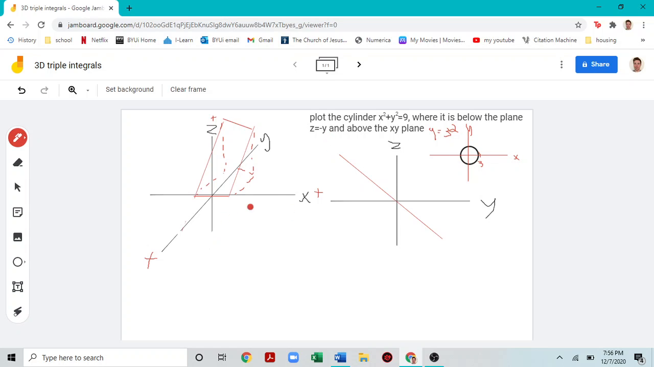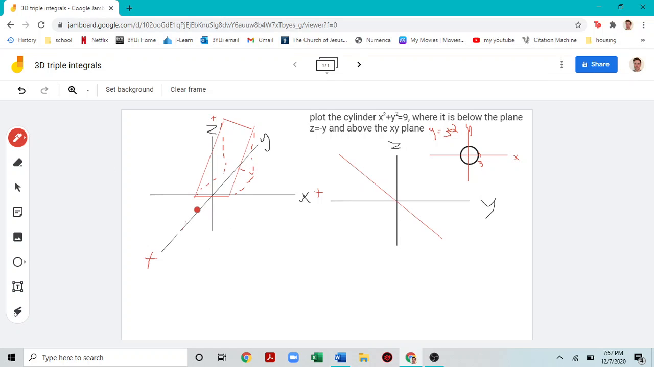But because it's in a 3D plane, just like we mentioned with the z equals negative y plane, this is going to be the same thing. So it could be literally any z value. But we still got to remember, it's got to be above the xy plane and below the z equals negative y plane.